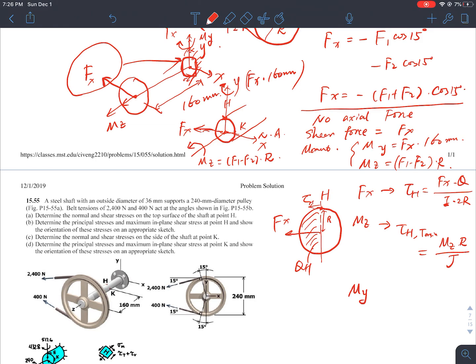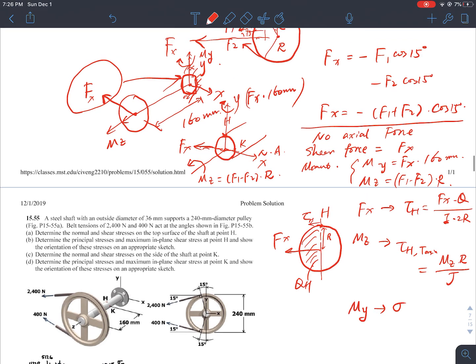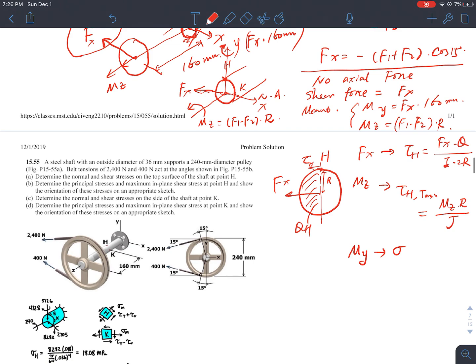How about the stress generated by the y direction? This will be a normal stress for H, right? The normal stress for H caused by this bending moment equals moment multiplied by distance to the neutral axis, divided by I. Now, the bending is going this way, so H is right on the neutral axis. So the distance is actually 0. So the bending stress is 0 for H.